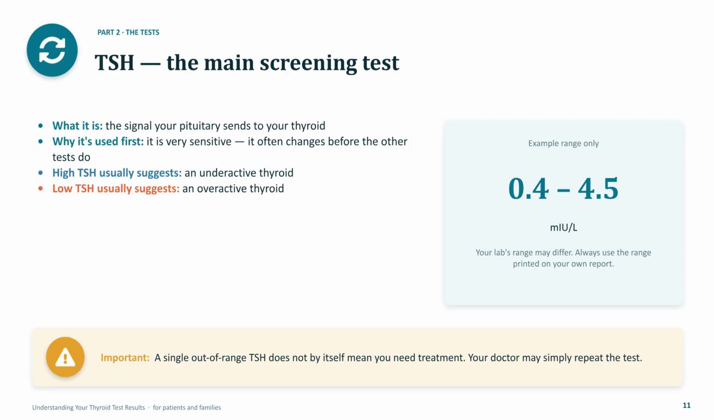TSH is usually the first test checked because it is highly sensitive to changes. A high TSH result typically suggests an underactive thyroid, while a low result can suggest an overactive one. Keep in mind that a single out-of-range result doesn't automatically mean you need treatment. Your doctor may want to retest.